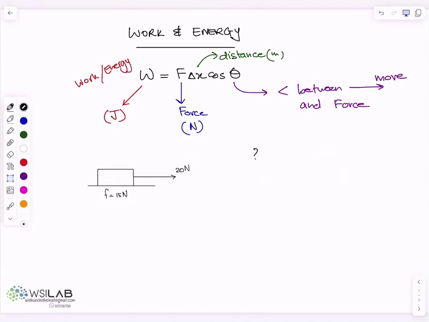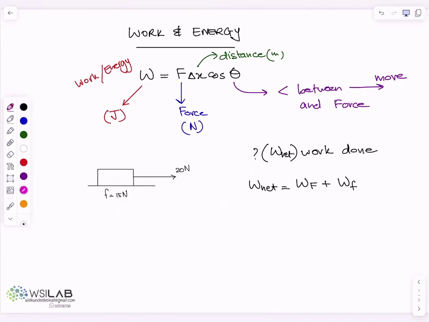Then they can ask you the following. What is the net work done? How much energy? What's the net energy applied? Or what's the net work? And that's called W net. What's the net work done? Okay, then you can do it. There's two ways to do this. You can say the net work is the work done by the applied force plus the work done by friction.